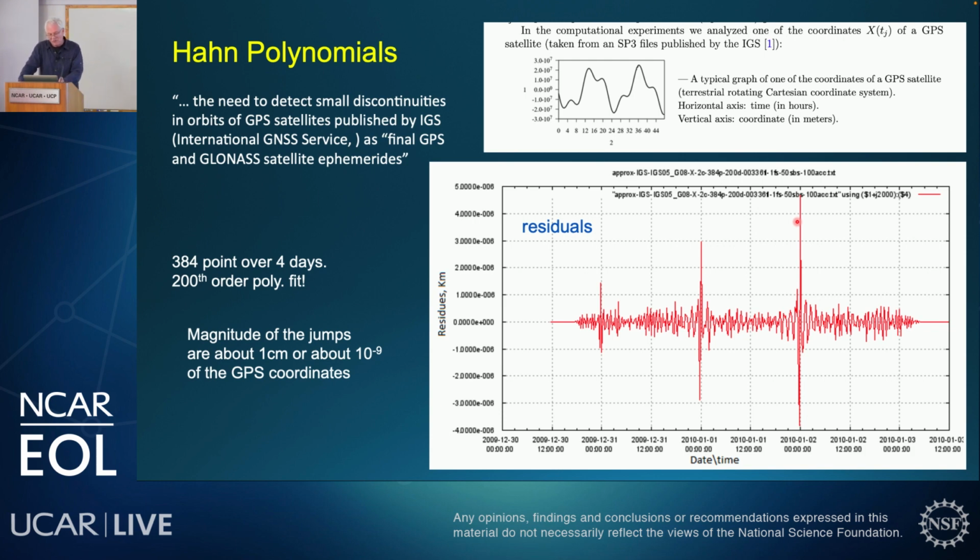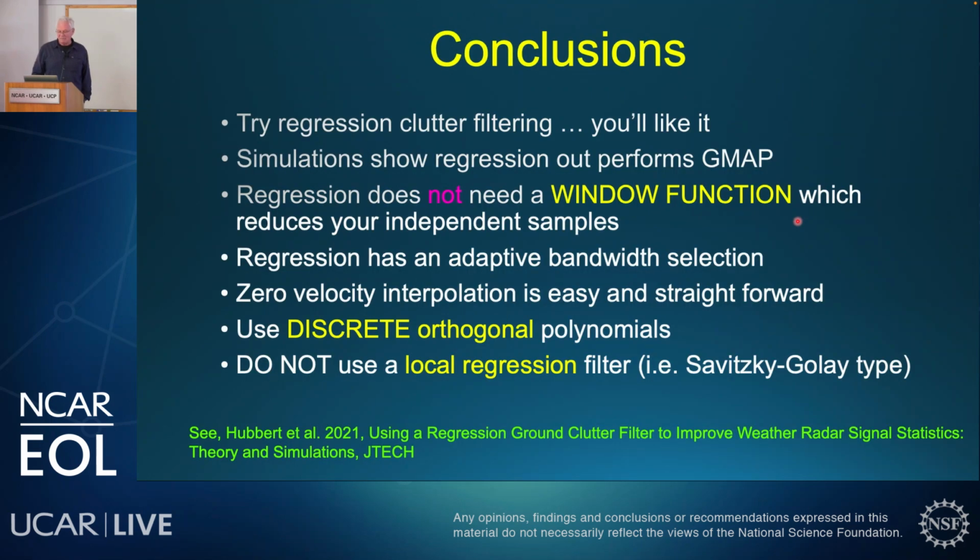The magnitude of these bumps is about 1 centimeter, or about 10 to the minus 9th of the GPS coordinates, and they claim they can use this technique to detect these small discontinuities. I thought that was remarkable, and so there's another application here for these polynomial fits. So I think that's all I have.